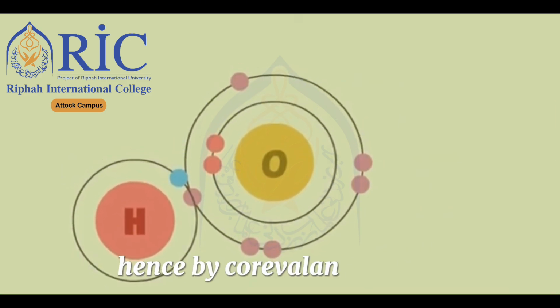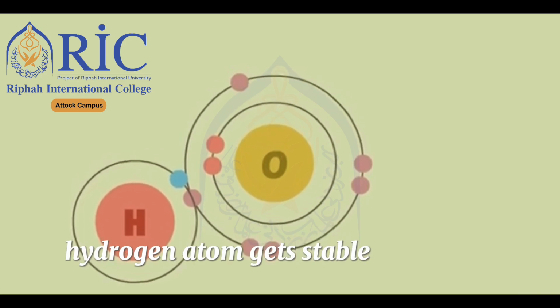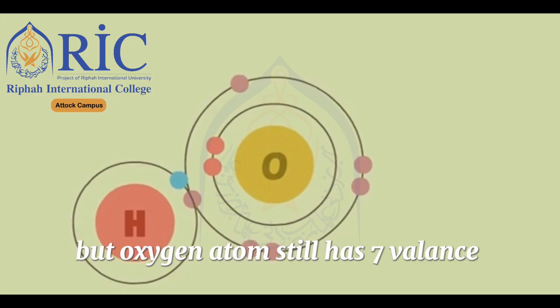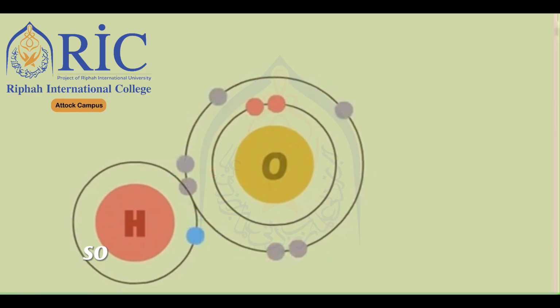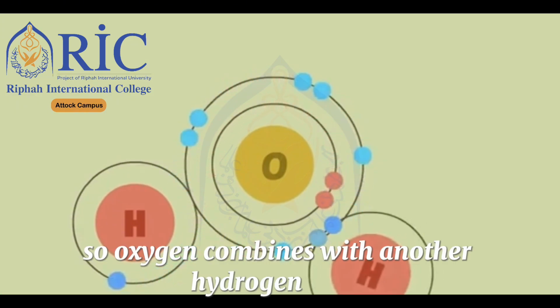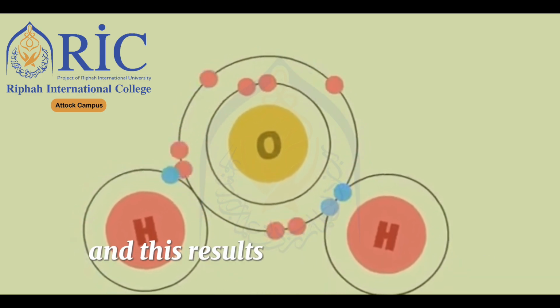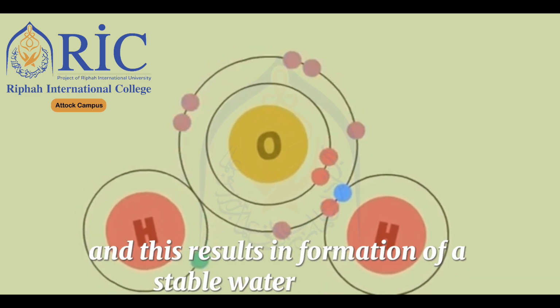Hence, by covalent bonding, the hydrogen atom gets a stable electronic configuration, but the oxygen atom still has 7 valence electrons. So oxygen combines with another hydrogen atom to attain 8 electrons in the valence shell, and this results in formation of a stable water molecule.